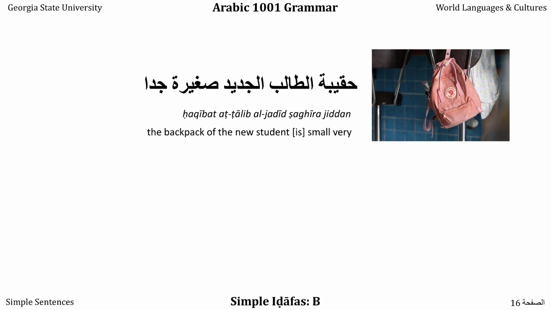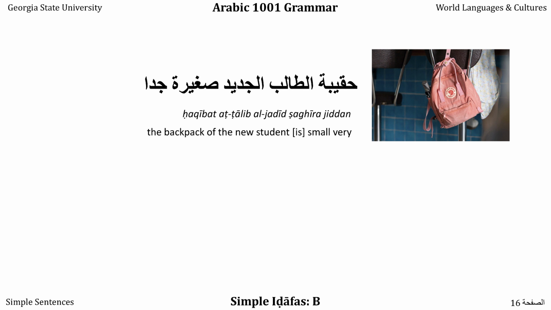But then saghira is indefinite, so that makes it the khabar or predicate of the sentence, and therefore it has to modify the first word in the idafa. So it modifies haqiba, not at-talib. So it's the backpack that's small here, not the student.